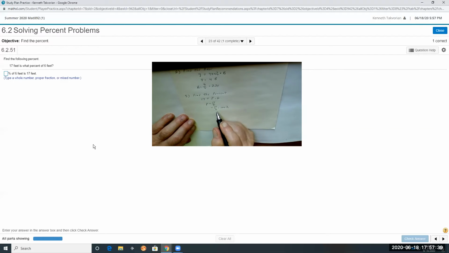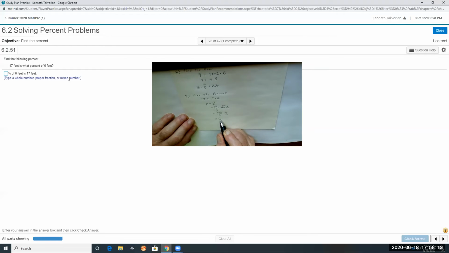Let's do a little reduction. 2 into 6 is 3, 3 into 100 is 50. Get out a calculator, and 17 times 50 is going to be 850 over 3%. We don't want to put that answer into the computer because it's saying write the answer as a whole number, a proper fraction, which this is not, or a mixed number. To make it a mixed number, we need to divide out.